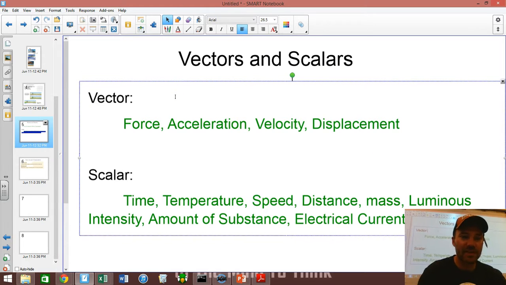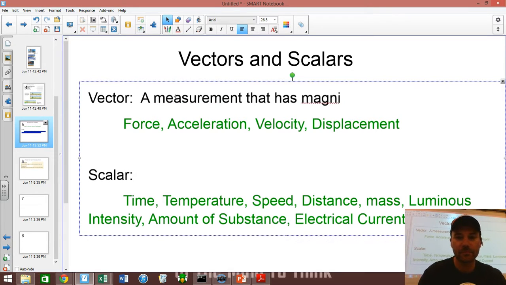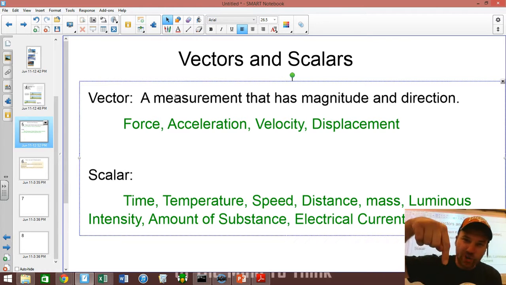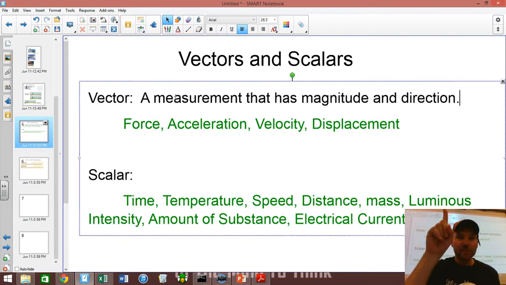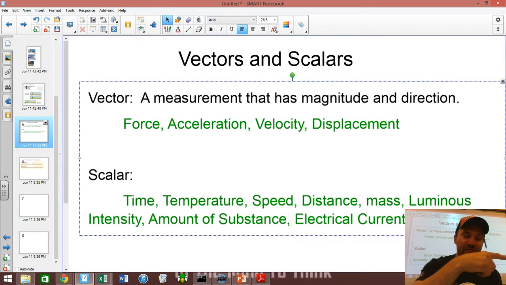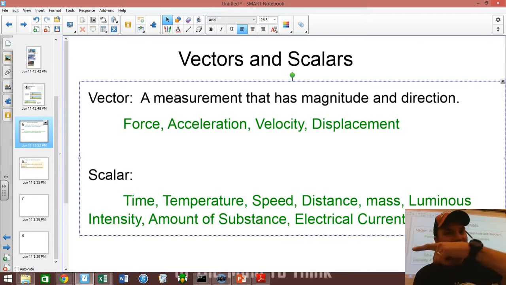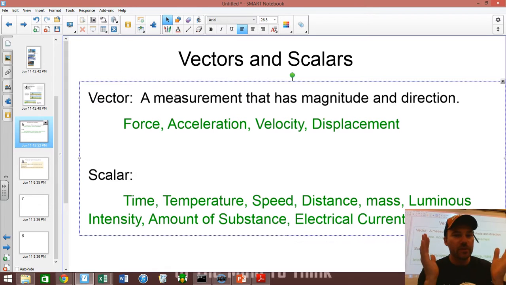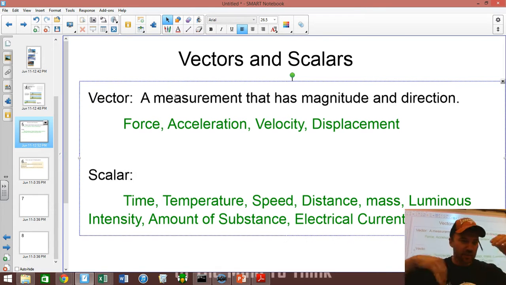What a vector is, it's a measurement that has magnitude and direction. Direction meaning like force. When I tell you 5 pounds, are you pushing down on this person at 5 pounds? Are you pushing up on this person at 5 pounds? Are you pushing to the left at 5 pounds? Or are you pushing to the right at 5? Or are you pushing at an angle? When you push on something, the angle, the direction with which you're pushing, means everything, along with how hard you're pushing.